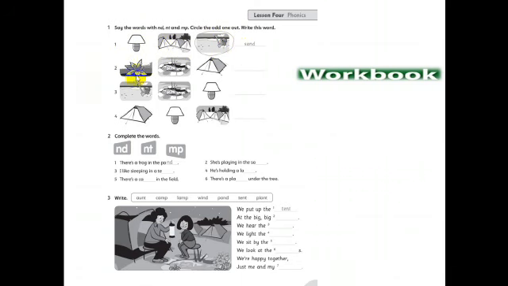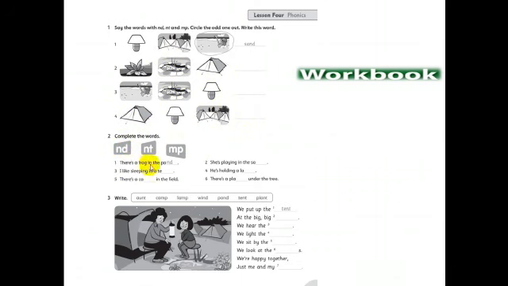Number two, plant, pond, tent. Okay, circle the odd one, and write it here. Number three, sand, pond, lamp, circle the odd one, and write it here. Number four, tent, lamp, camp, okay? Circle this word and write it here. Number two, complete the words.